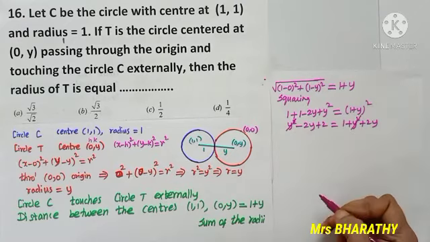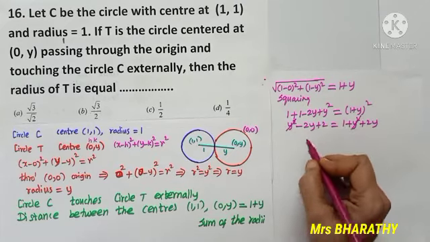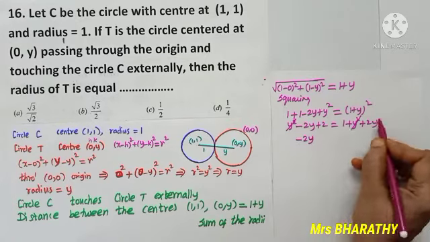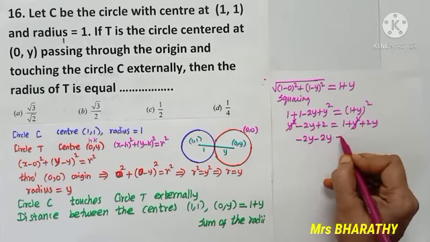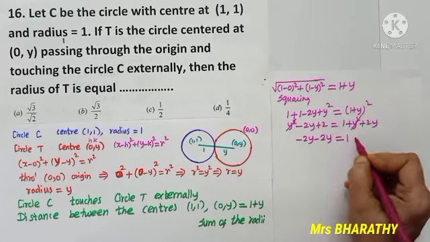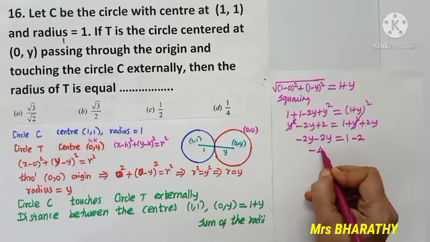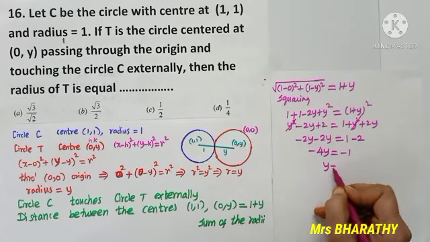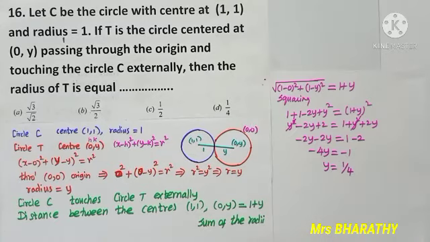Cancelling y square and bringing 2y to the same side. Minus 2y equals 1 minus 2. Minus 4y is minus 1, or y equals 1 by 4. The correct option is D.